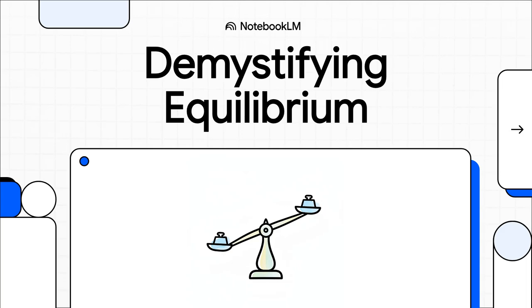Have you ever looked around and wondered how things in nature just find their balance? Well, it's not an accident. Today, we are pulling back the curtain on one of chemistry's biggest ideas, chemical equilibrium. You know, it's this invisible dance that's happening all around us all the time, governing everything from the air we breathe to the food we eat.